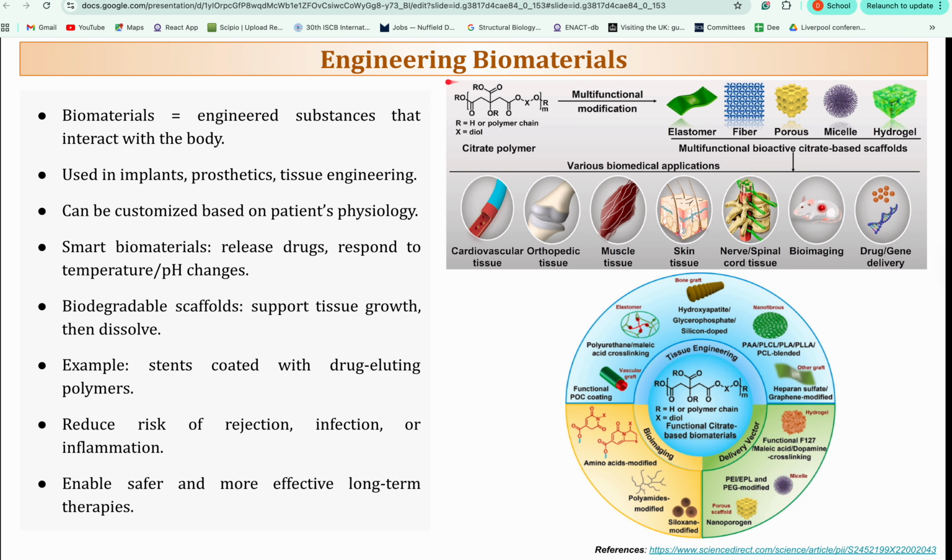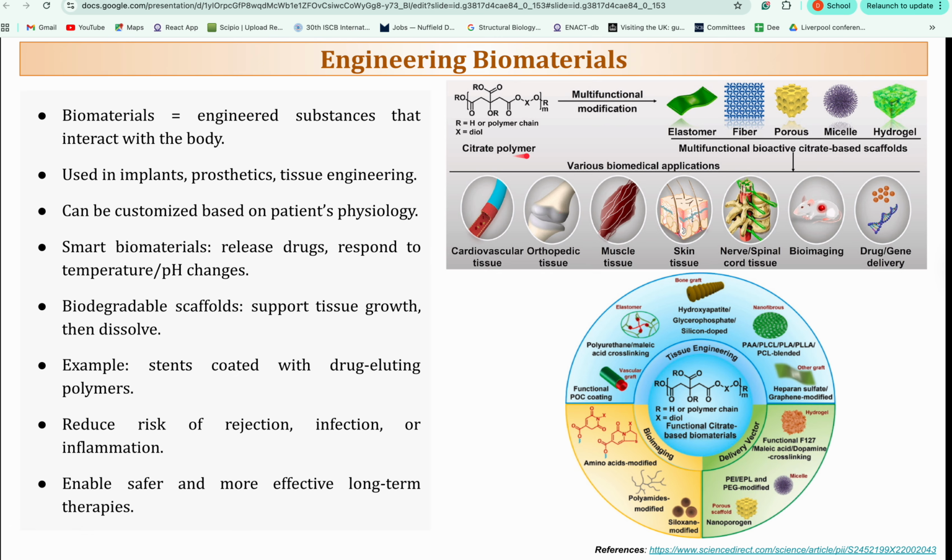Okay, so engineering biomaterials. When we say biomaterials, these are engineered substances that interact with the body. They are used in implants, prosthetics, and tissue engineering, and they can be customized based on the patient's physiology. There are some smart biomaterials which release drugs and respond to temperature and pH changes. There are biodegradable scaffolds which support tissue growth, and then they dissolve after some time when that particular tissue is restored. An example is stents, which are coated with drug eluting polymers. It reduces the risk of rejection, infection, and inflammation, and it enables safer and more effective long-term therapies. So these are some of the examples.